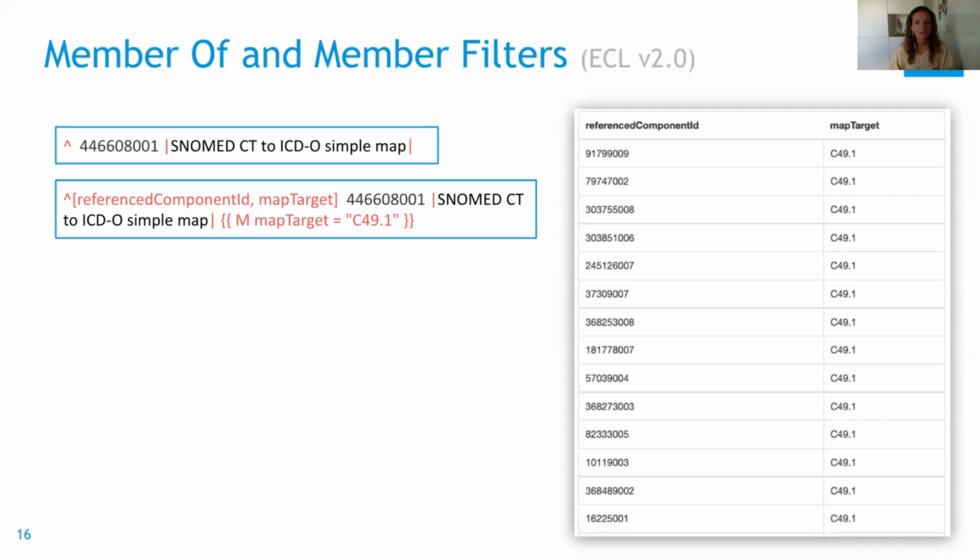And aside from the ability to return different reference set field values, we also have the member filter, providing the ability to filter rows of a reference set based on the value of specific fields. So these filters are specified similar to the other filters with the double curly braces and begin with the letter M. And the example you see here is satisfied by members of the SNOMED CT to ICDO simple map reference set where the map target is C49.1. So you can see the result set will only match on the concept with this value in the map target.